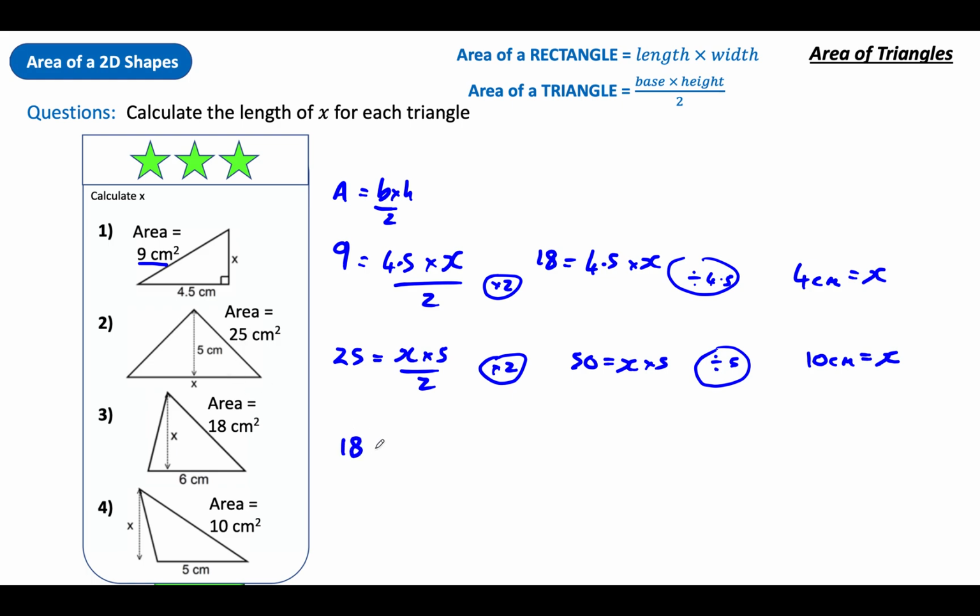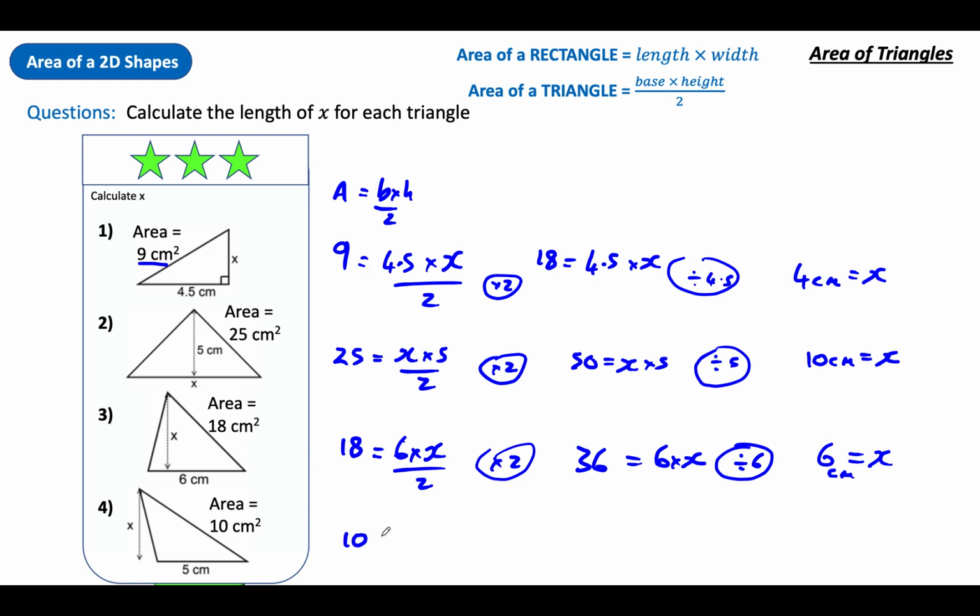Right, area is 18. Oh, if you've mucked up these first two, why not pause it now? Have a go at these two again. Redo them. And then unpause. Anyway, I'm going to keep going. 18 equals the base, which is 6, times by the height, which is x, divided by 2. First things first, times it by 2 to get 36 equals 6 times x. And then divide it by the 6 to get 6 equals x. So it must be 6. And that'll be right, because 6 times 6 is 36. Divide by 2 is 18.